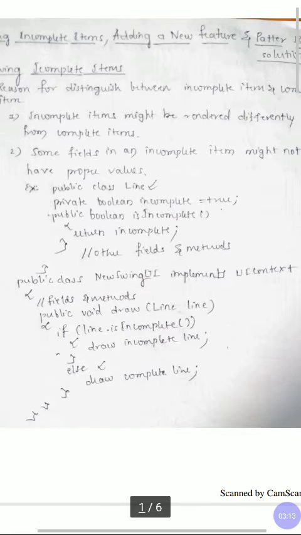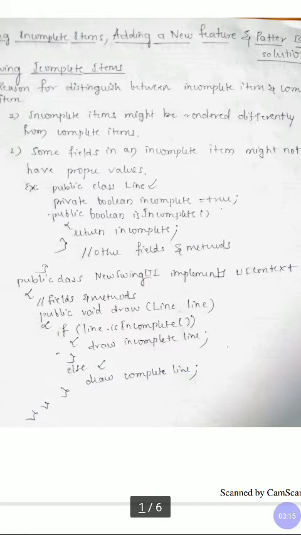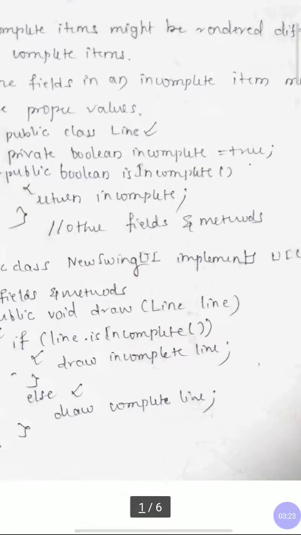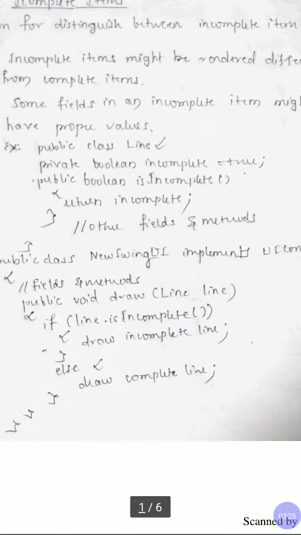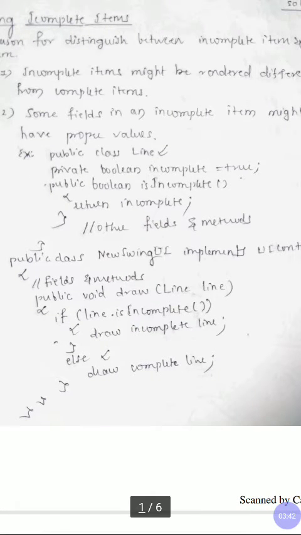This is a programmatic example for the line. Public class Line is there. In that class we have a variable incomplete of type boolean equal to true. We have a method isIncomplete, which has a statement return incomplete.